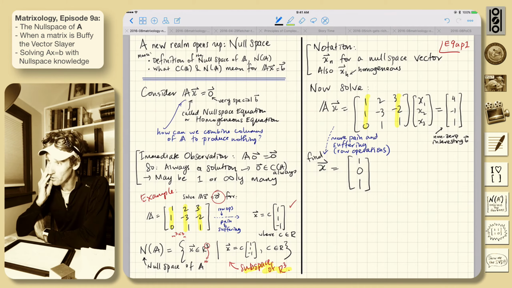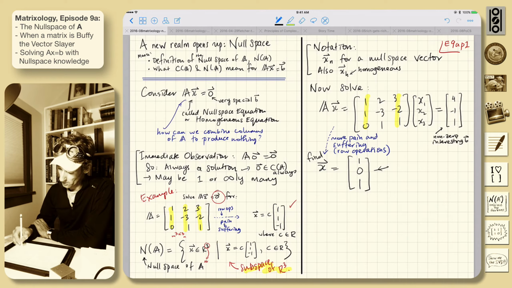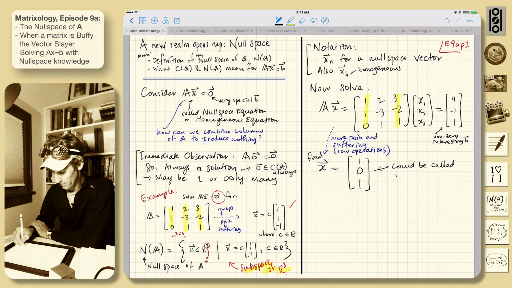So this is sometimes called XP, and this again fits with differential equations a little bit, where P is particular.